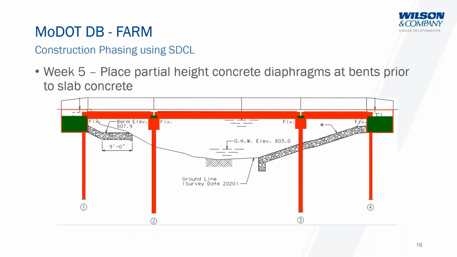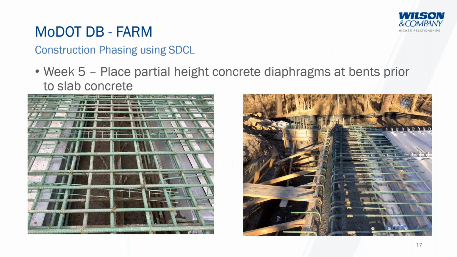Week 5, you're going to place a partial height concrete diaphragm at your vents prior to your slab concrete being placed. And this here you can see on the right is at the end vent. So we're placing that concrete diaphragm up to basically the full height of the beam at the end vents to stabilize that. And we're placing these about 12 hours prior to the deck placement. It was a note that we had on our plans, just to give the concrete a little time to solidify and provide that stability for the girders.